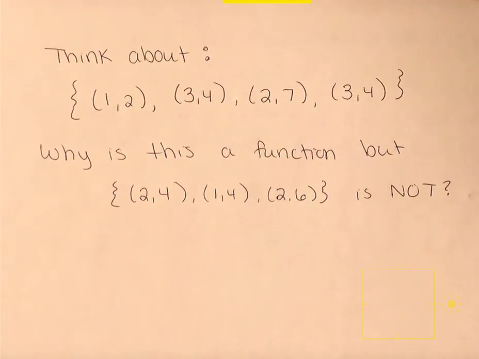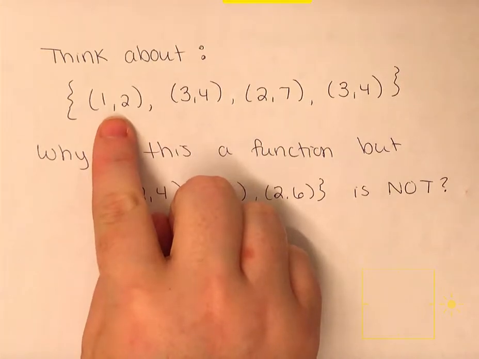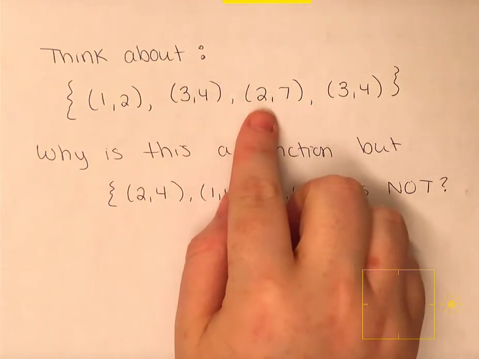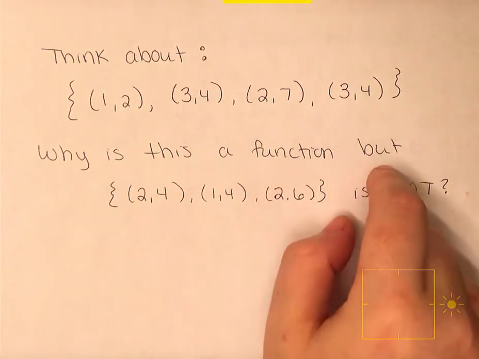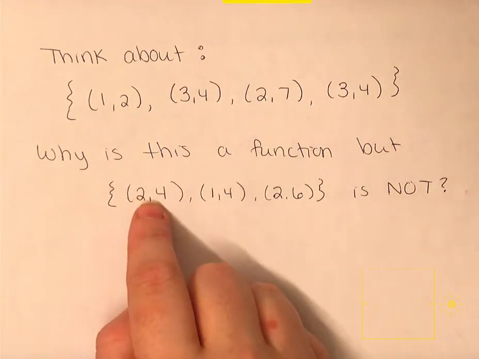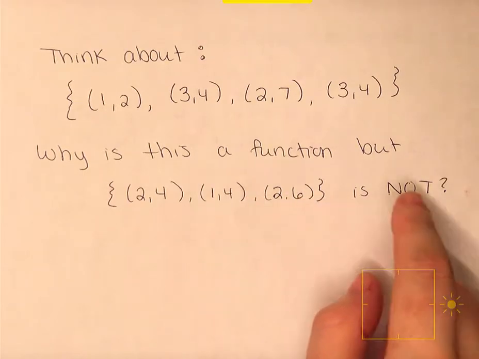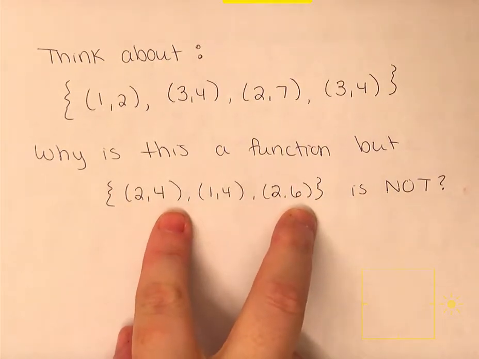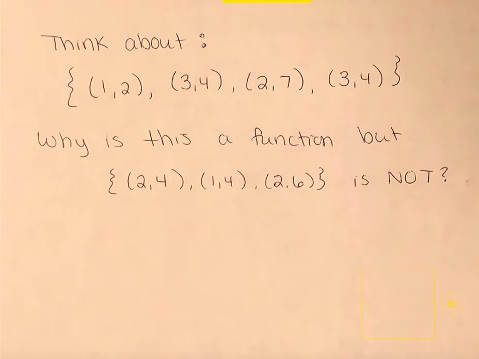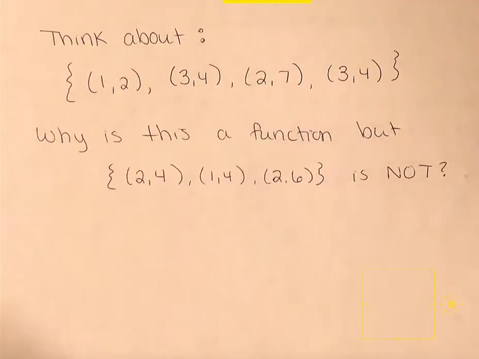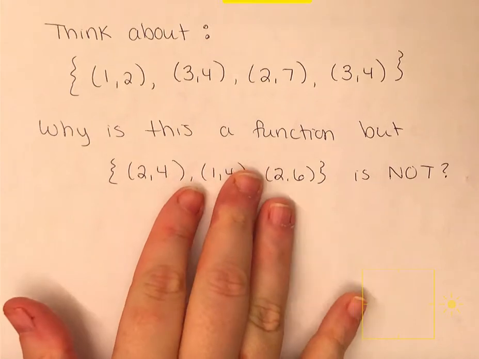We're going to think about the set of coordinates (1, 2), (3, 4), (2, 7), (3, 4). Why is this a function, but the set of coordinates (2, 4), (1, 4), and (2, 6) is not? This is the example that I took from the examples of a non-function, but I wrote this set as a function. So why is it that these four coordinates are a function, but this one is not?